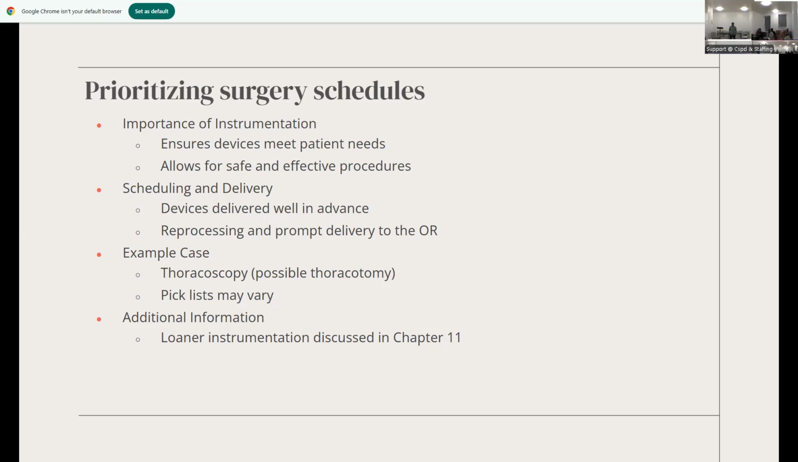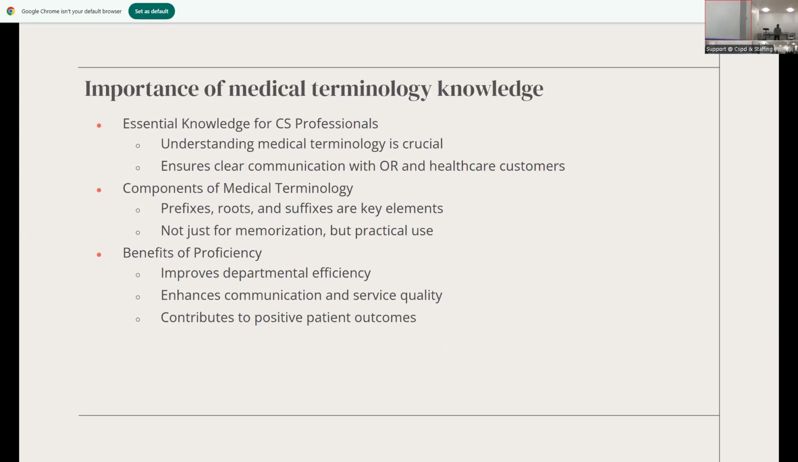Additional information, loaner instrumentation, discussed in chapter 11. Loaners, we'll talk about loaners. Loaners are, you don't have, you go and borrow. That's what a loan is, right? Think about the money, you go to the bank to borrow when you are in need of a loan. Same thing. It's an instrument you don't have, you go and borrow, you use and send it back. But you have to pay a fee for using it. We'll get to that.